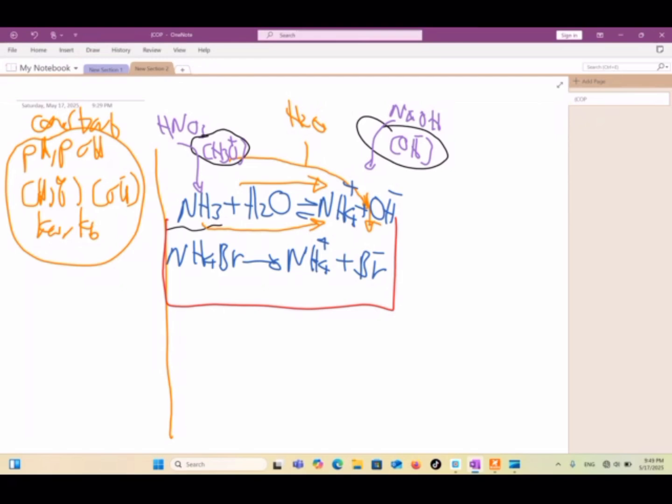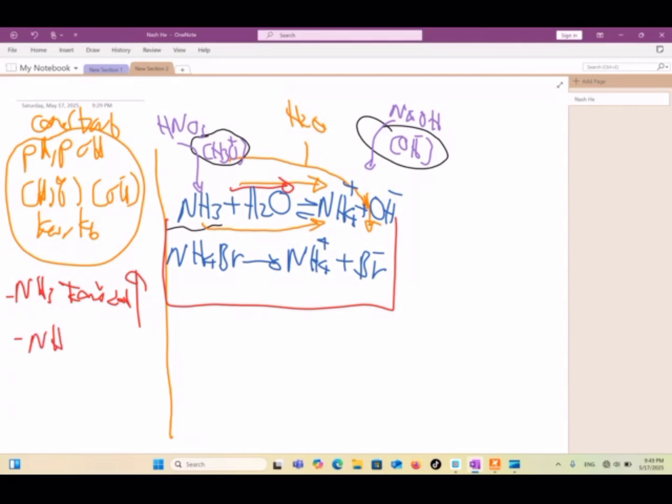What will happen to the ionization of the ammonia? In this case, the ammonia ionizes more. Ionization increases. Why? Because the forward direction is favored, and then ammonia ionizes in the forward direction.